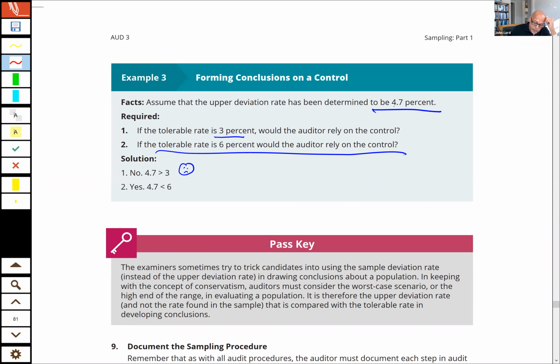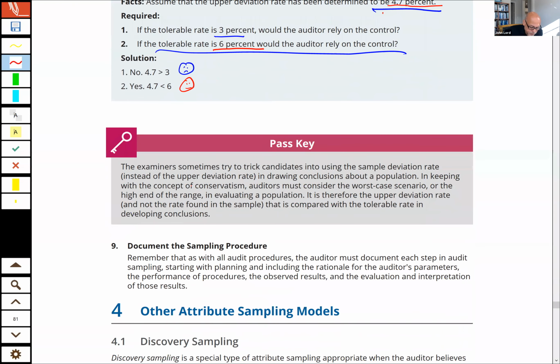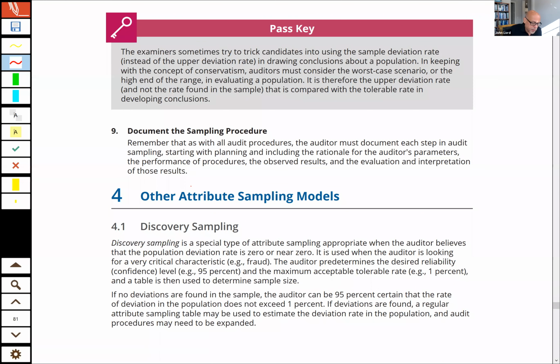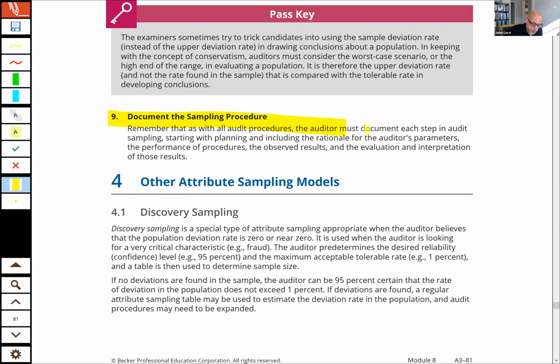Okay. And now they kept the upper deviation rate here at 4.7, but now they say, well, what happens if the tolerable deviation rate was not 3%, but 6%? Well, now the auditor is happy. That's supposed to be a happy auditor. Yes, I can rely on the control. Question? And of course, you always have to document.